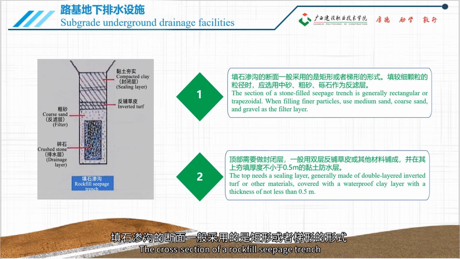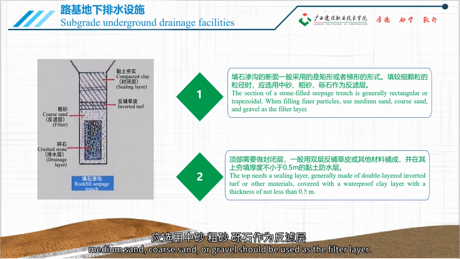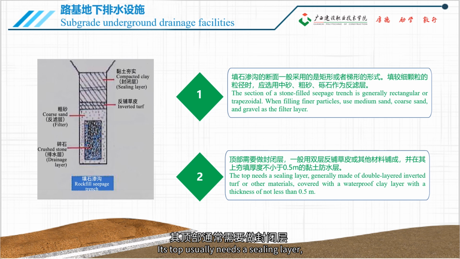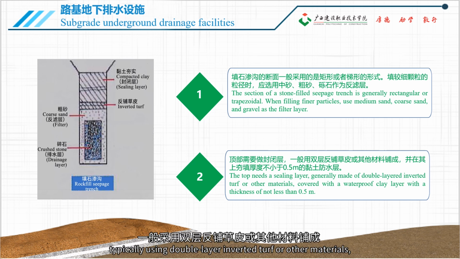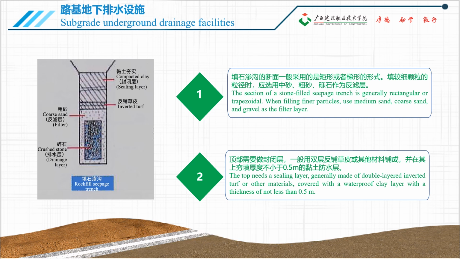The cross-section of a rock-fill seepage trench is generally rectangular or trapezoidal. When fitting with finer particle size, medium sand, coarse sand, or gravel should be used as the filter layer. Its top usually needs a sealing layer, typically using double-layer inverted turf or other materials, and a clay waterproof layer with a thickness of no less than 0.5 meters is compacted on top of it.